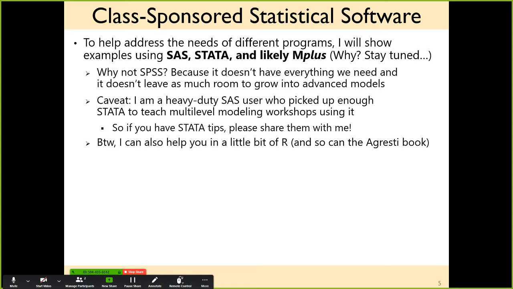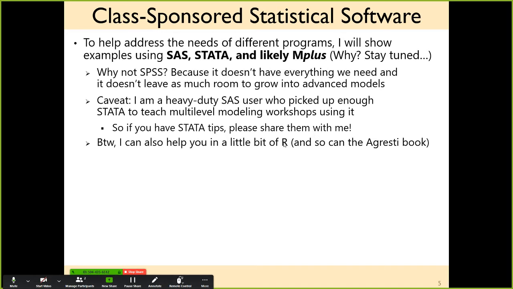It's not as intuitive. The reason that I don't do SPSS is because it doesn't leave us enough room to grow. The analogy that I use is that SPSS is like the hardware section at Walmart versus SAS and Stata is like Home Depot. Like, if all you need is a hammer, you can find that anywhere. If you need something complicated and specific, odds are good the 2 aisles at Walmart isn't going to be good enough. And SPSS just doesn't have everything that we need, especially when we get into multivariate models.